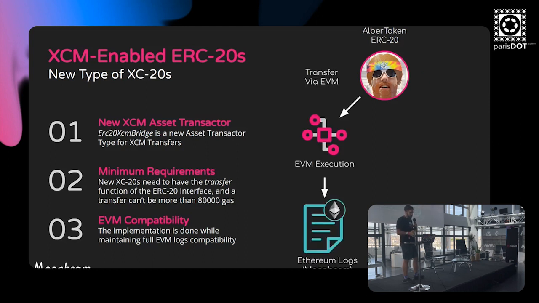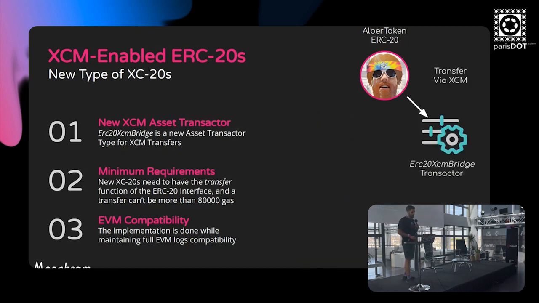And so if you transfer Albert token via the EVM, in MetaMask, for example, you will have EVM execution and then you will have Ethereum logs. That is how every ERC-20 token transfer works, at a very simplified level, let's say. But then if you want to transfer it via XCM, the way that this will work is that this new type of XCM asset transactor will actually take on that transfer and will do calls on Moonbeam EVM to transfer these tokens to what is called the sovereign account of the parachain.